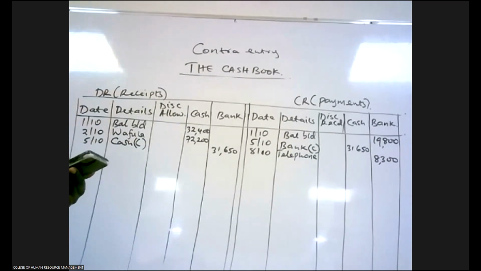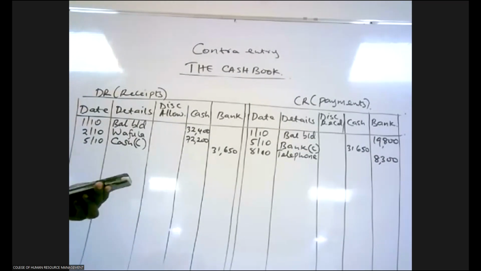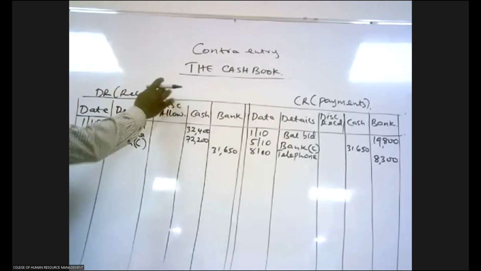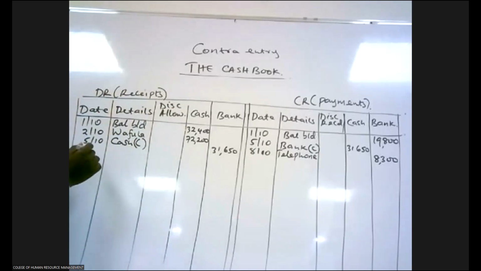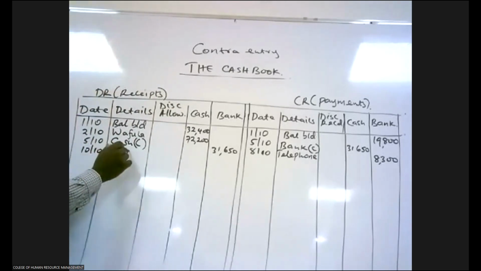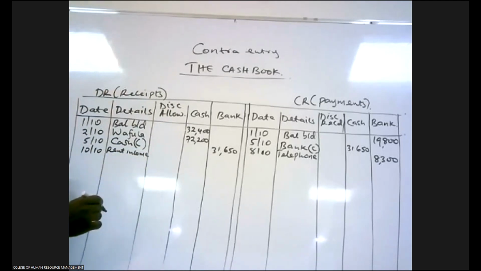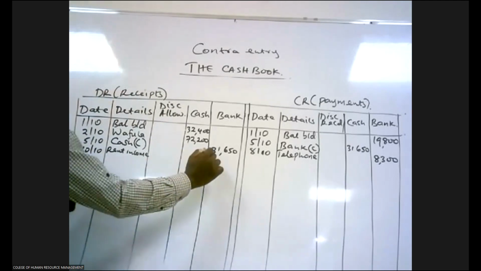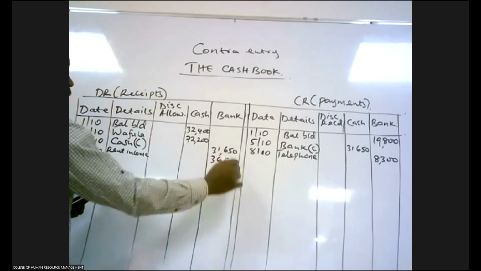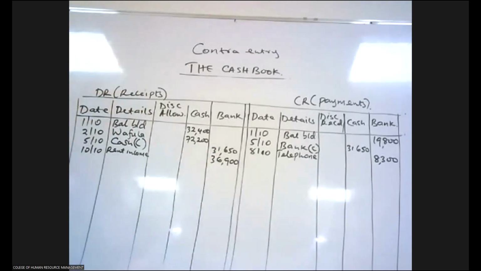Received a cheque of 36,900 as rent income. So that is money in. Come here and record it as rent income, 36,900 by cheque. So receive it in the bank, 36,900. Then on the next date, 14, credit sales of 24,300 to Secundo. Credit sales, anything on credit, leave it.